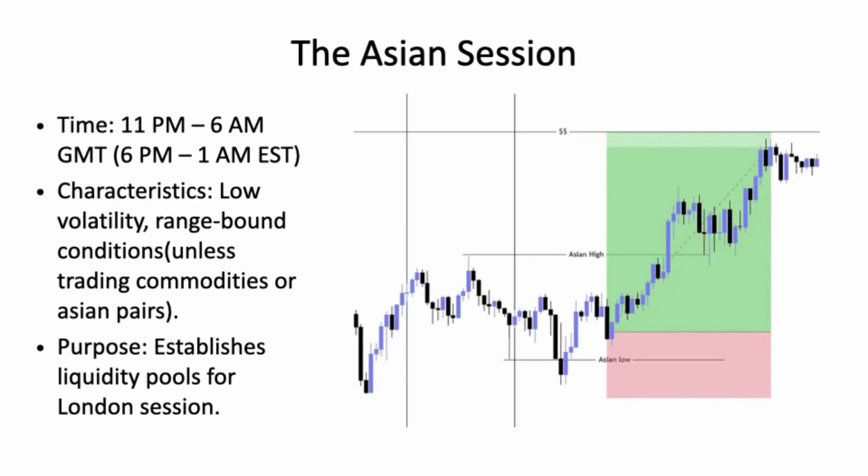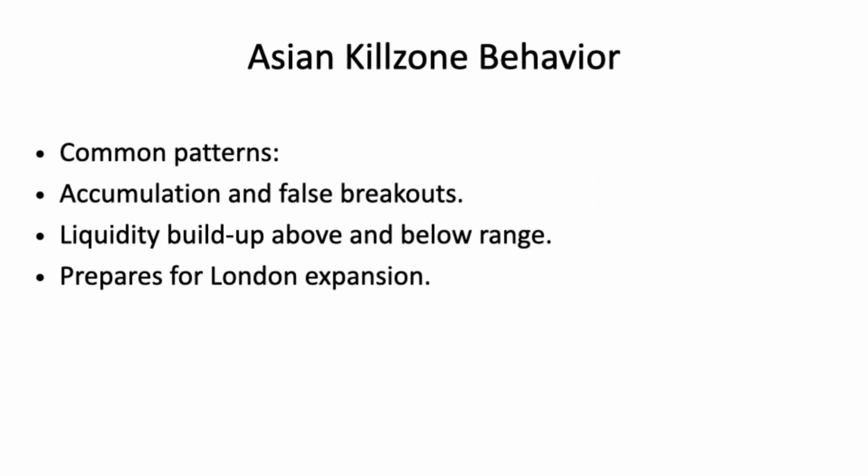The Asian session is typically low volatility. It's often range-bound. But don't be fooled, its main purpose isn't to make big moves. Its purpose is to establish a range and build up liquidity pools above and below that range. It sets the stage for the London session to come in and make a play. During the Asian Killzone, you'll often see accumulation and false breakouts. The big players are building their positions quietly, preparing for the volatility to come. Think of Asia as the calm before the storm.